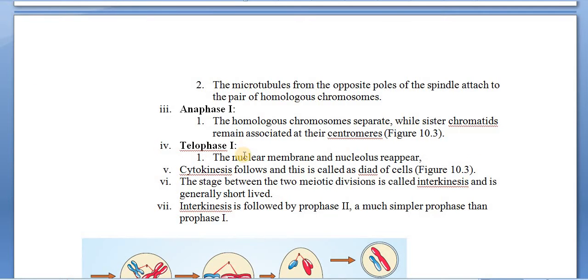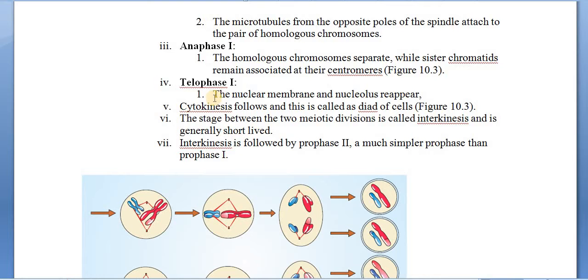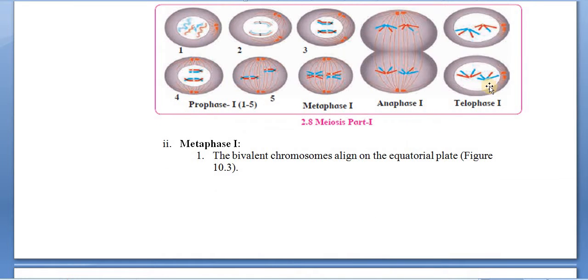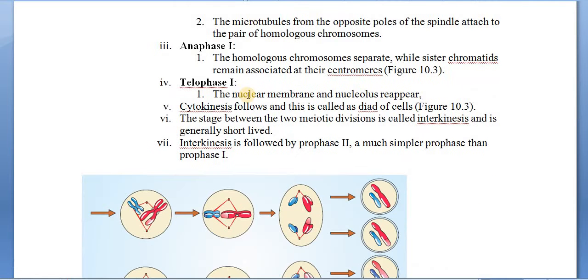Next, in telophase 1, the nuclear membrane and the nucleolus reappear. The cytokinesis follows and this is called a dyad of cells. That is figure number 10.3. The dyad will be ready, 2 cells will be ready. The stage between the 2 meiotic divisions is called interkinesis. The phase between meiosis 1 and meiosis 2 is interkinesis, and it is short lived, it lasts for a very short time.